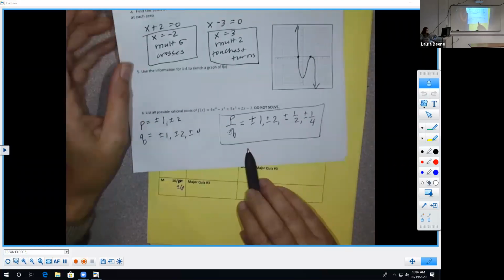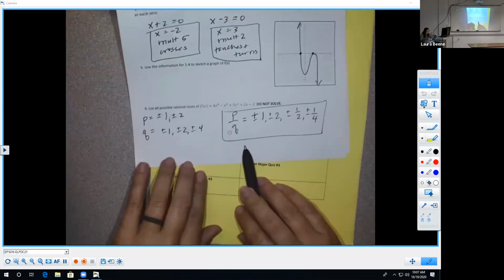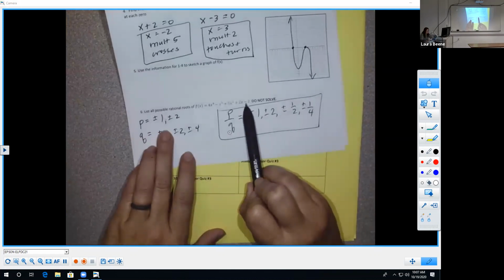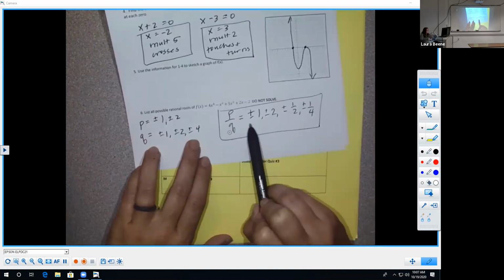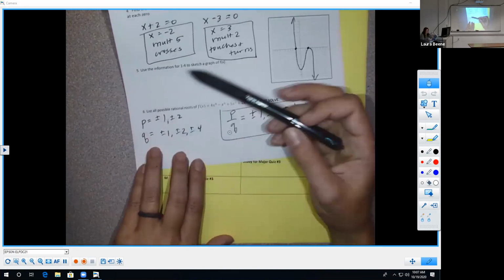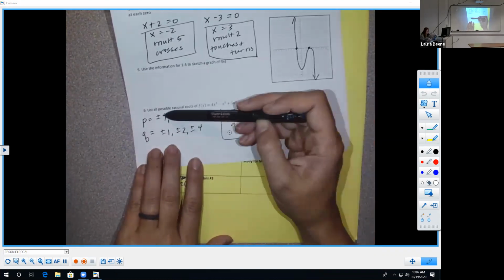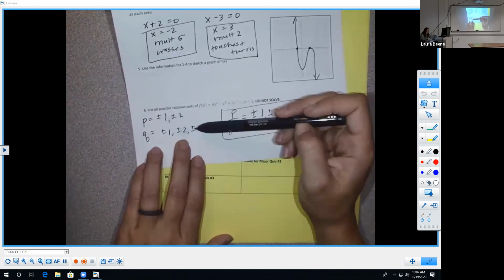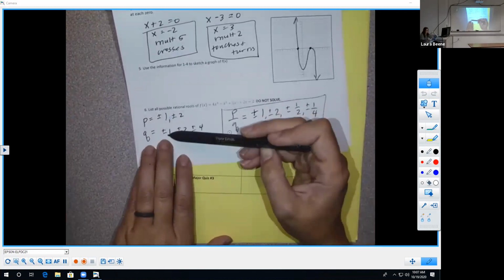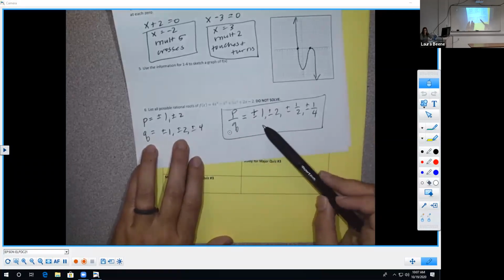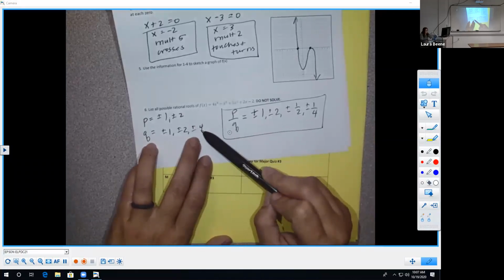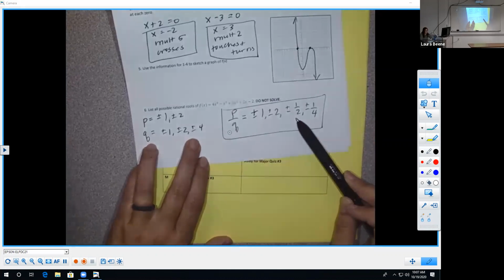Number 6, I was pretty happy with. The majority of you did this correctly. P's and Q's: the factors of P are 1 and 2. The factors of Q are 1, 2, and 4. You have to divide each P by Q. So 1 divided by 1 is 1. 1 divided by 2 is 1/2. 1 divided by 4 is 1/4. 2 divided by 1 is 2. 2 divided by 2 is 1, which is already there, so you didn't need to do it again. 2 divided by 4 reduces to 1/2, which is already there. You don't need to do it again.